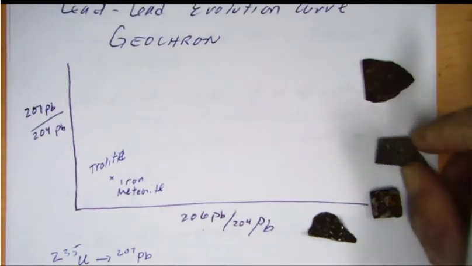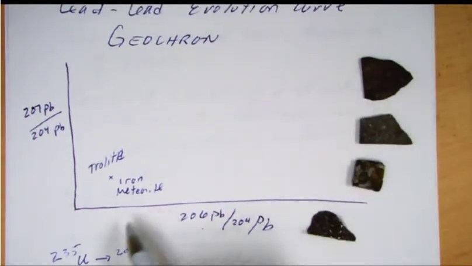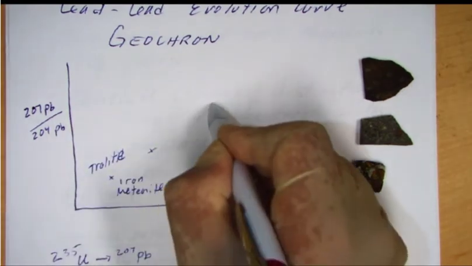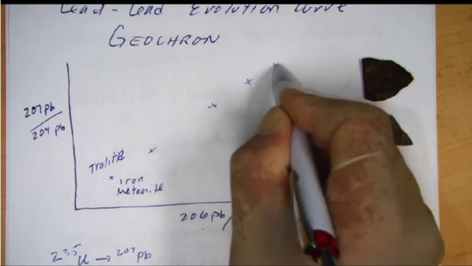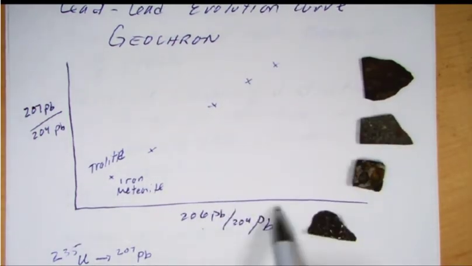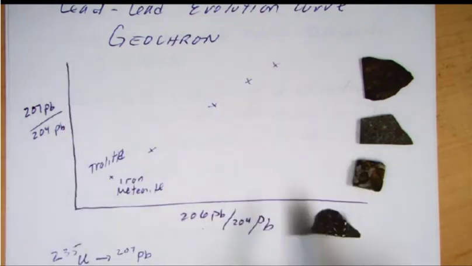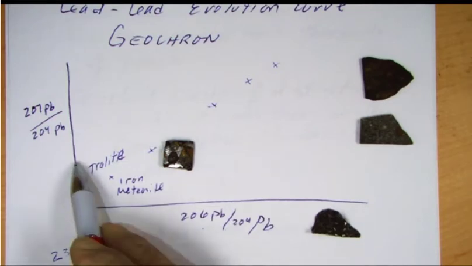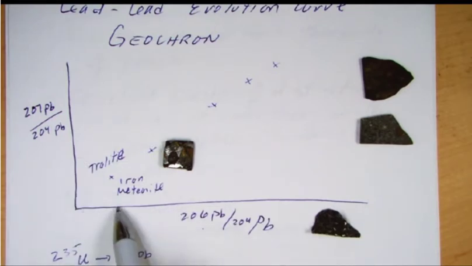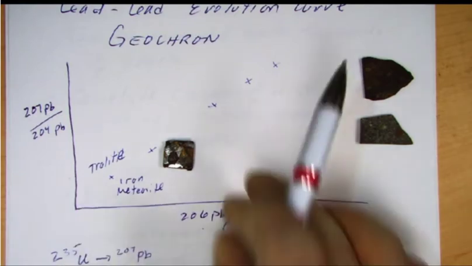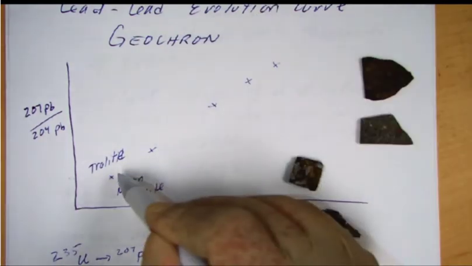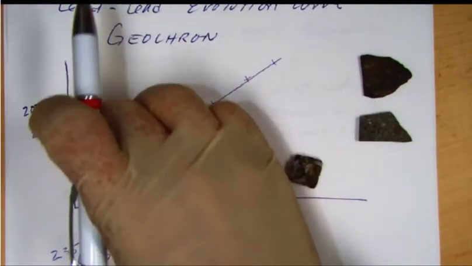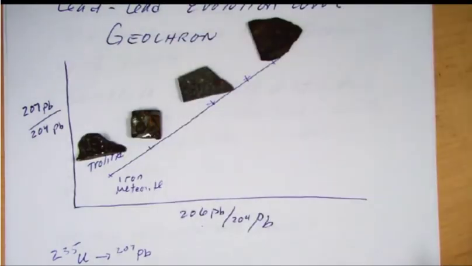But these chondrites, because they vary in their amounts of uranium, are going to have higher 206 and higher 207. So they're going to plot out in a line like this. The ones that have more uranium will have more 206 and more 207. The ones that have less uranium, like this one here, will have a little bit less 206 and a little bit less 207. Obviously, the iron meteorites have the smallest 206 and smallest 207. So when you plot these, they essentially make a straight line. And so we'll line these up here, so we'll have a value like that.